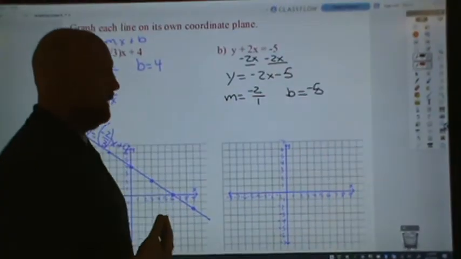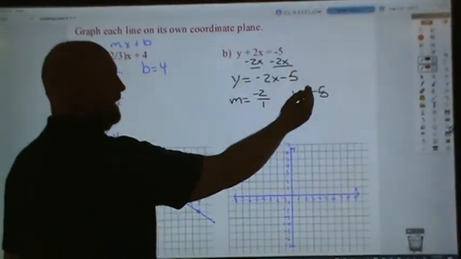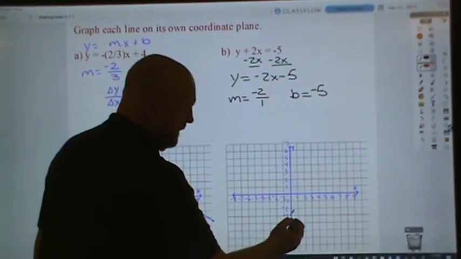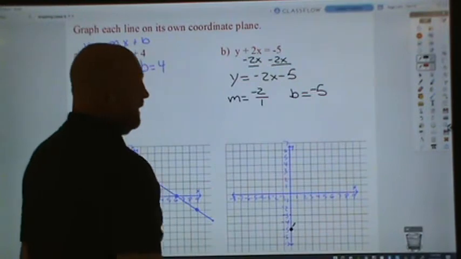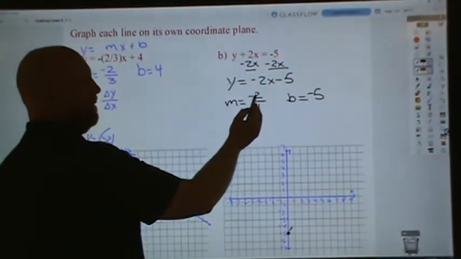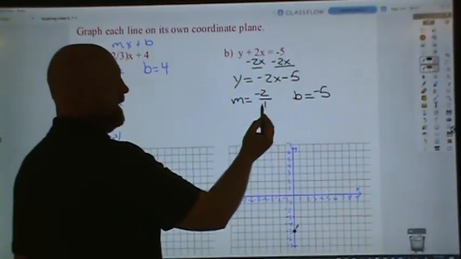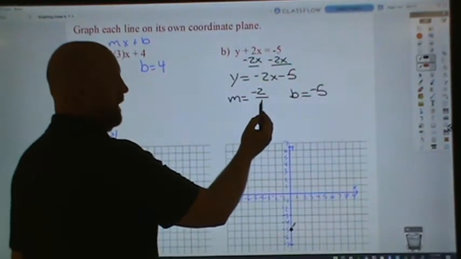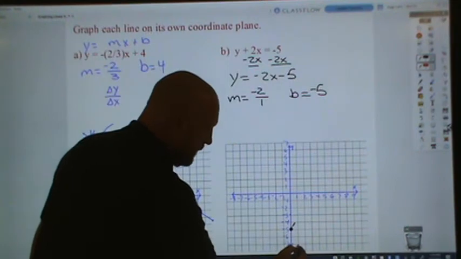When we graph, we start at the y-intercept. So a y-intercept of negative 5 means down 5 from the origin. So I'm going to go down 1, 2, 3, 4, 5. And then I'm going to use that slope of negative 2 over 1. Remember, this is change in y over change in x. So negative 2 means down 2. Positive 1 means right 1. So down 2, right 1.